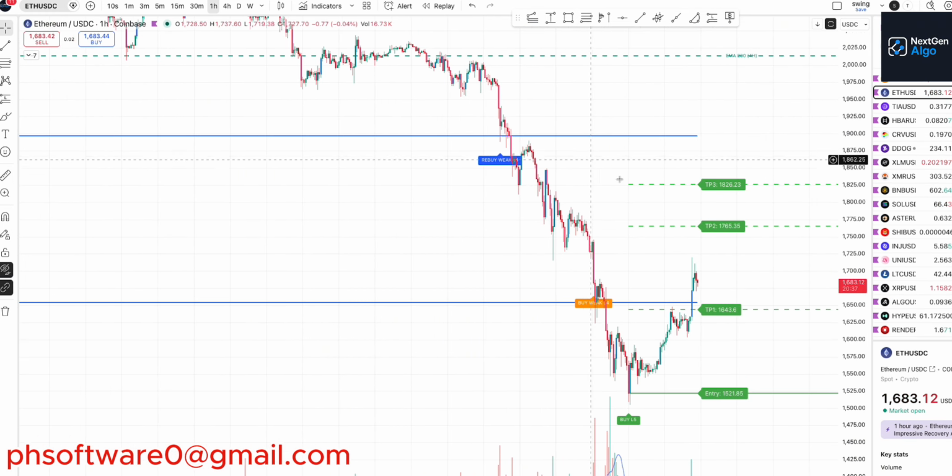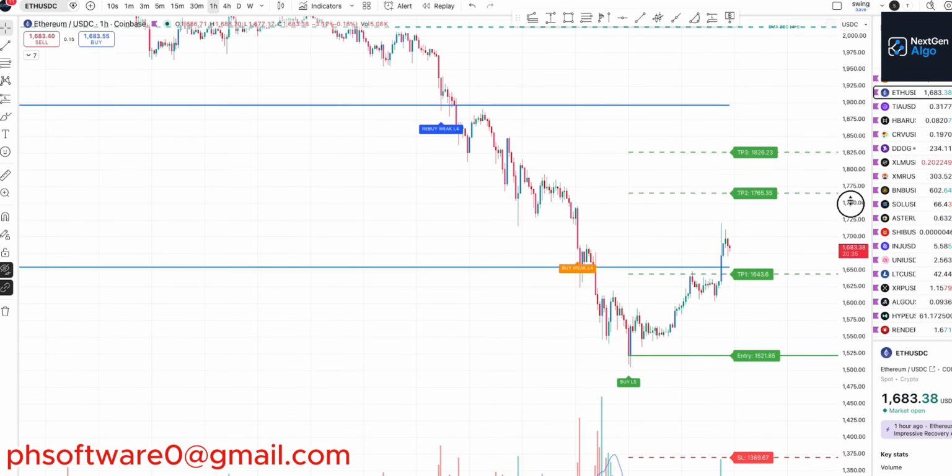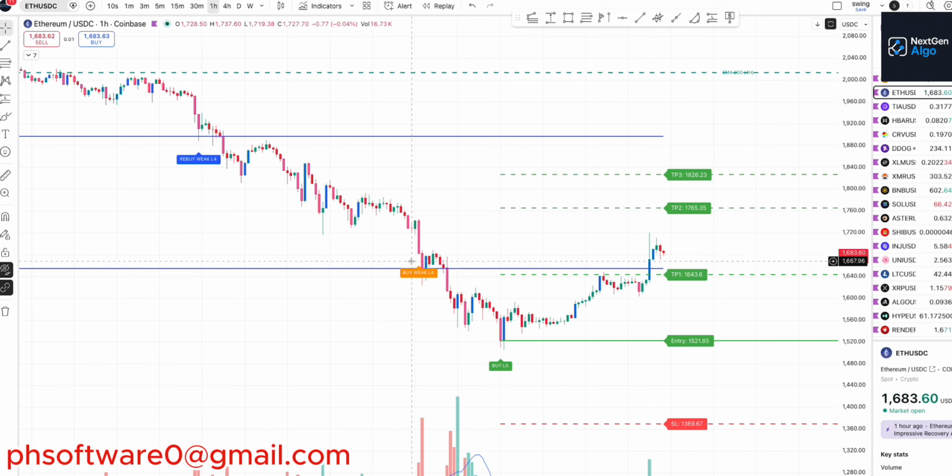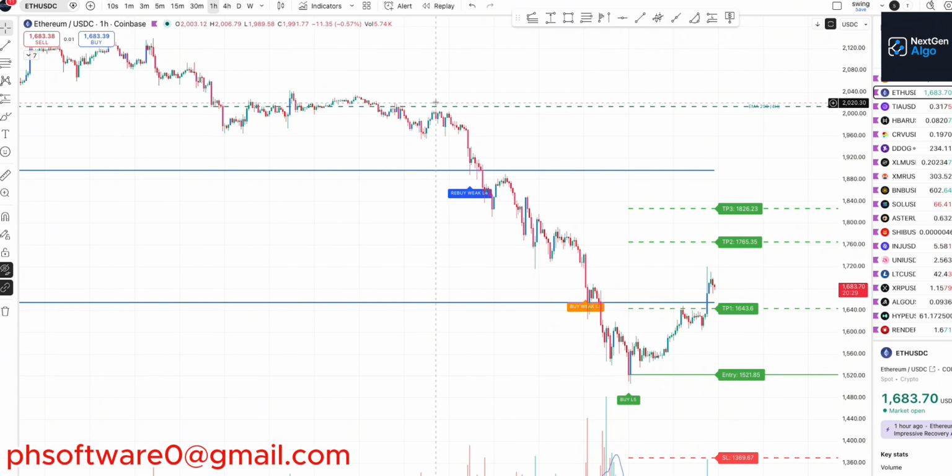For example, let's look at Ethereum. Here, a weak buy signal failed quickly because the market was experiencing a strong downtrend. You can see another weak signal here as well. However, when a strong signal appeared, the target was reached with ease.